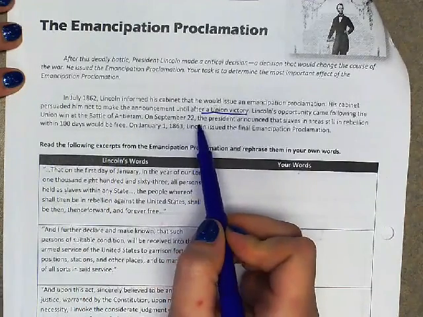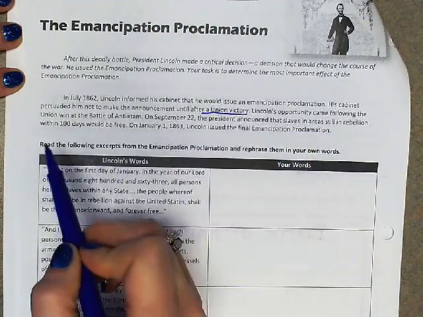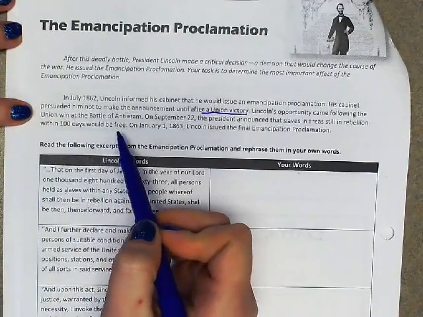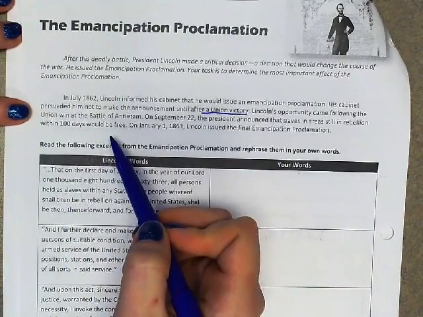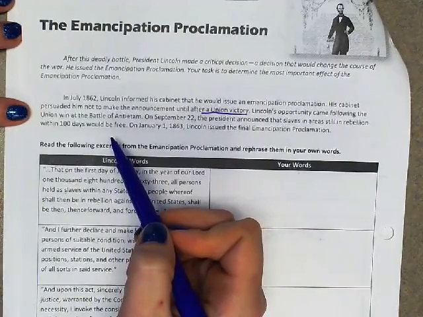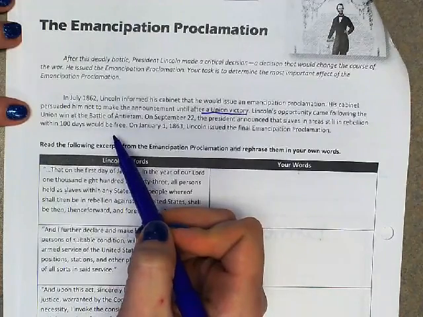On September 22nd, the president announced that slaves in all areas still in rebellion within 100 days would be free. Because remember, to Lincoln, just because the South ran away, to him, they're still part of the United States of America. So he is letting everyone know that if you are a slave in the United States, you are now free.